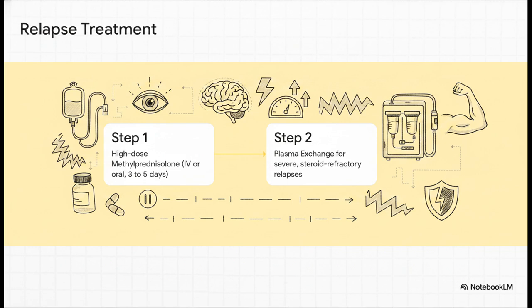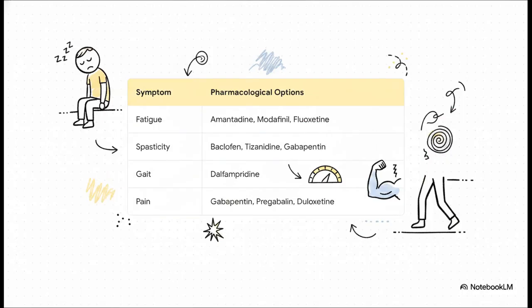If they don't respond and it's a severe steroid refractory case, that is when we bring in plasma exchange or immunoadsorption as our heavy-hitting second line. Beyond the acute attacks, managing everyday symptoms is where you truly give patients their quality of life back.